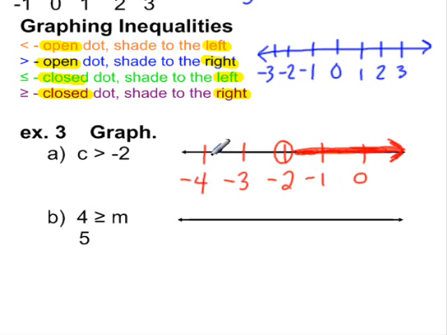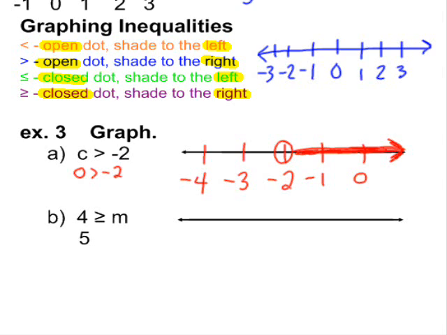I can plug in -1 into our inequality and make it true. We can make C be 0. 0 is greater than -2. All these numbers over here, we've got 50, we've got 100, we have 523. All of those big numbers are on the right side. And if I took them and I plugged them in for C, they would all work as a solution.